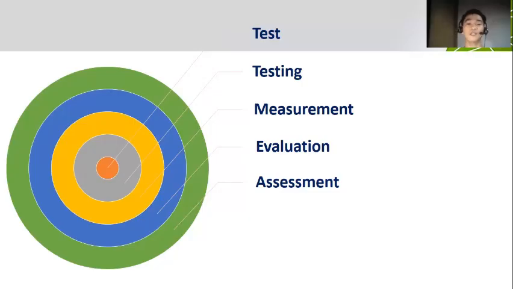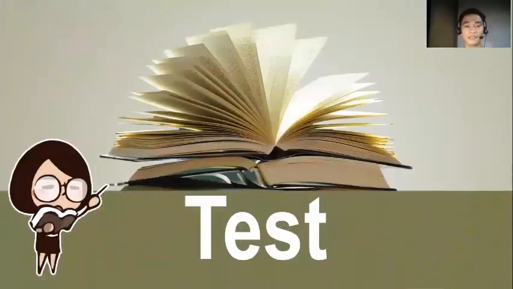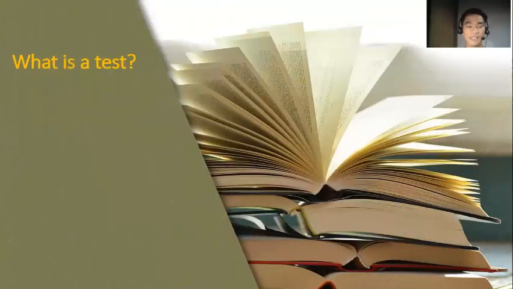That's why we have the term assessment in student learning, because when we do assessment, we evaluate, we measure, we provide tests, and we make tests as well. I hope we are clear with the basic terminologies in assessment. Now, let's start with the first part of our discussion, which is all about the test. For this course, there are 5 major topics that we need to discuss: test, testing, measurement, evaluation, and assessment.